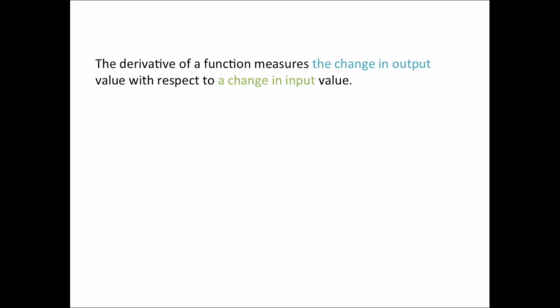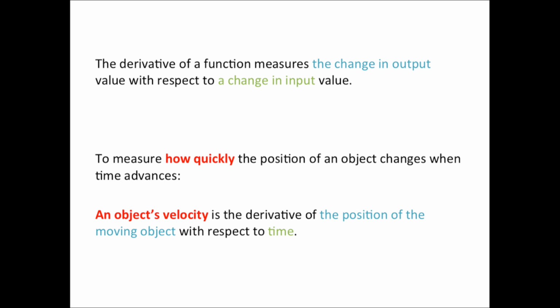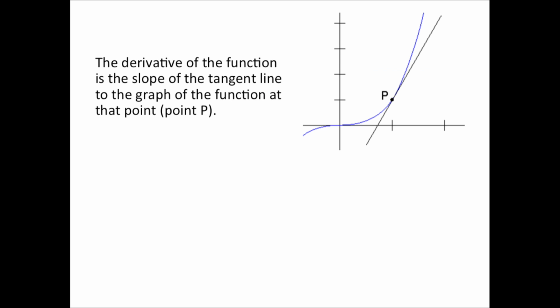The derivative of a function measures the change in output value with respect to a change in input value. For example, to measure how quickly the position of an object changes when time advances, an object's velocity is a derivative of the position of the moving object with respect to time.